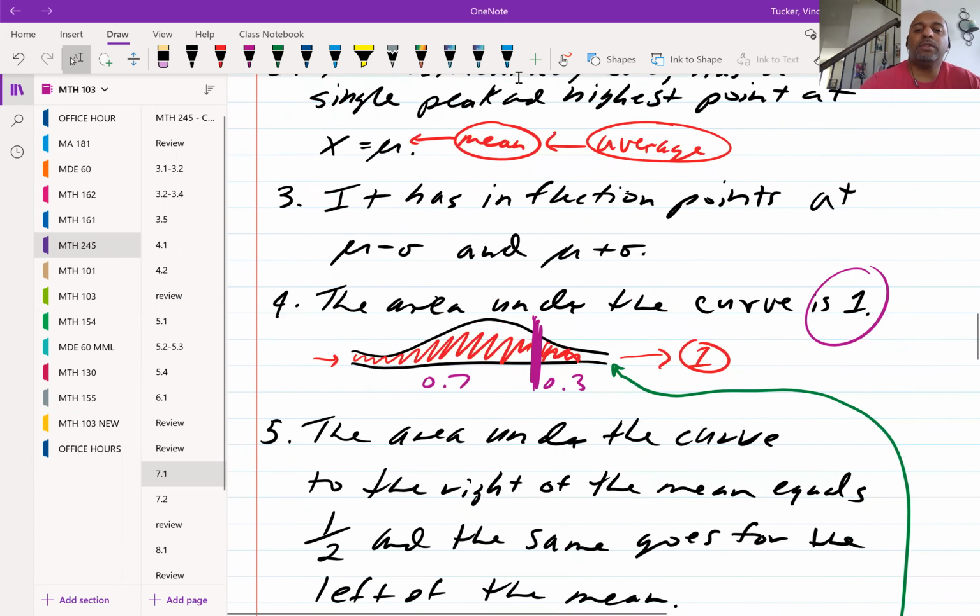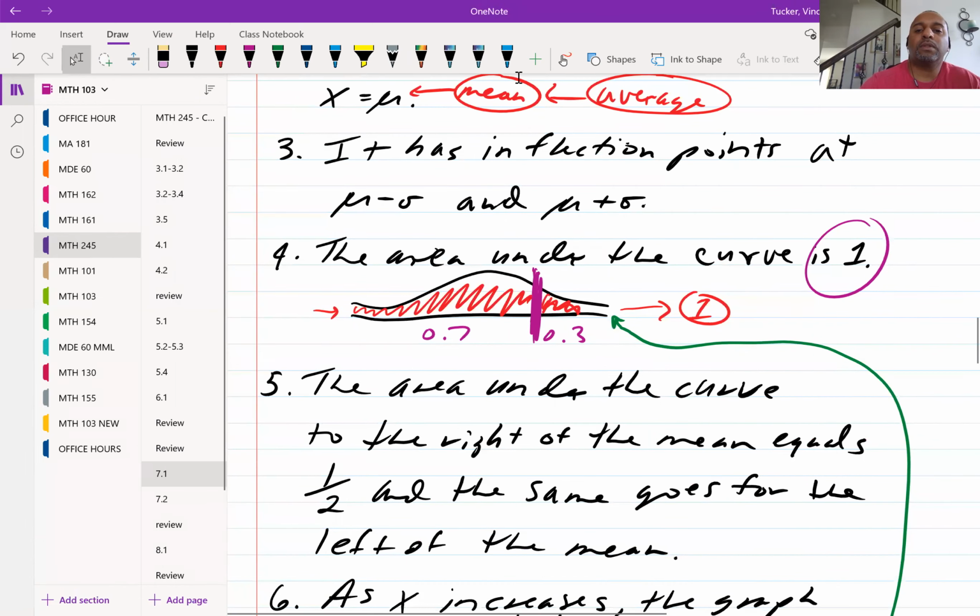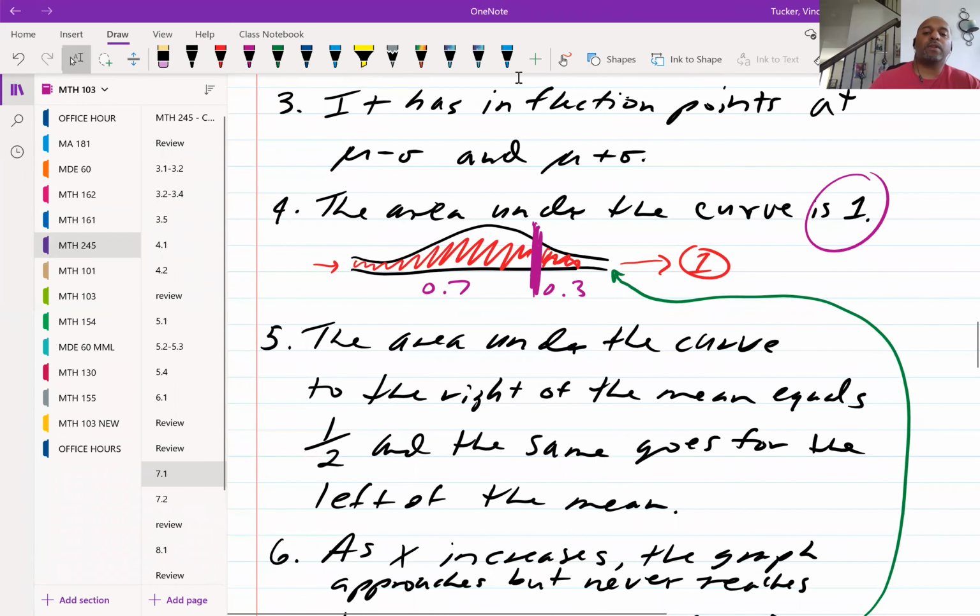Right, holding on to number 2. All right, number 5, the area under the curve to the right of the mean equals half or 0.5. And the same goes for the left side of the mean as well.